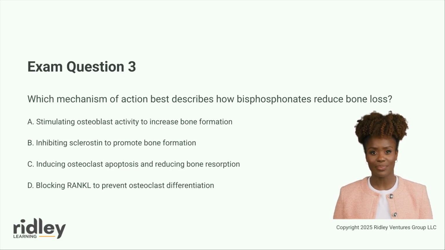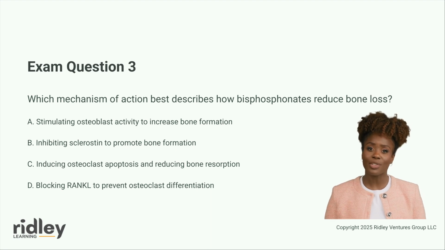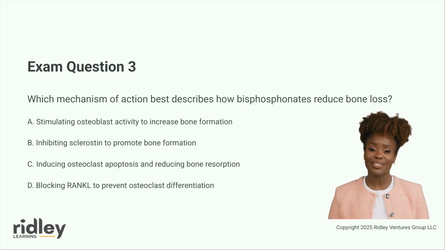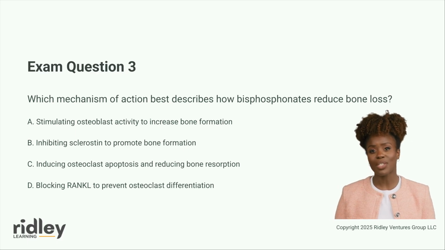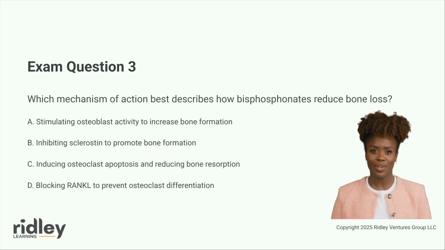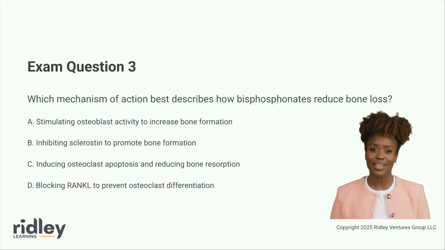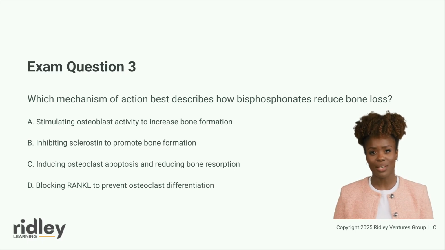Once inside the osteoclast, bisphosphonates inhibit the enzyme farnesyl pyrophosphate synthase, which is essential for proper osteoclast function and survival. This inhibition disrupts the osteoclast's ability to form the ruffled border necessary for bone resorption and ultimately triggers programmed cell death, or apoptosis, of the osteoclast. By reducing osteoclast activity and survival, bisphosphonates decrease overall bone resorption, allowing bone formation to predominate and resulting in increased bone mineral density over time.